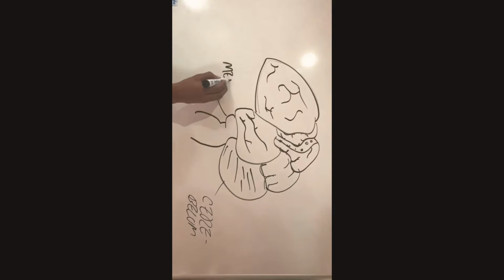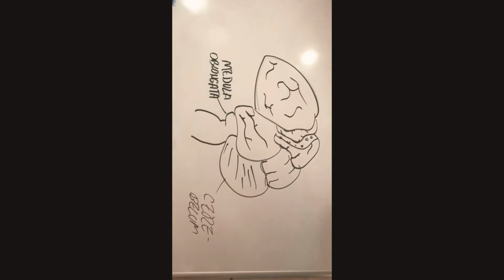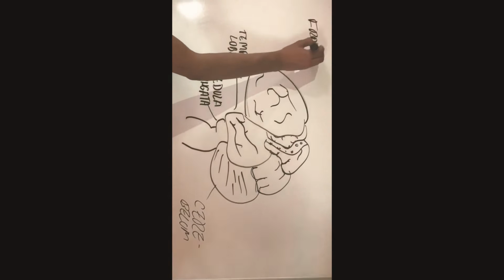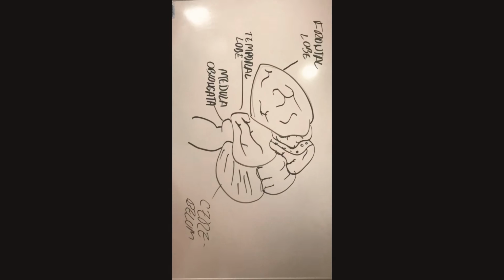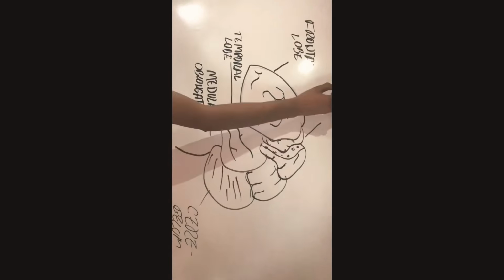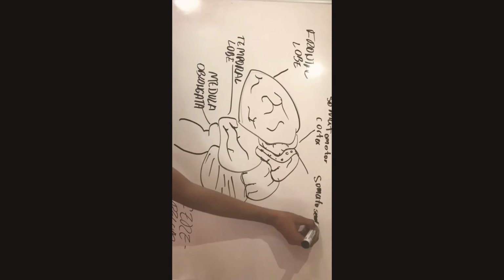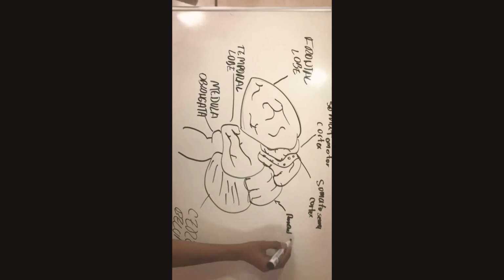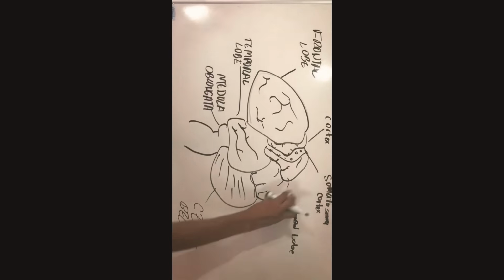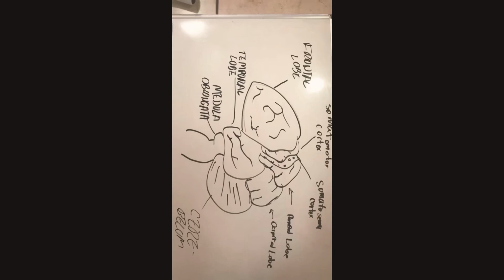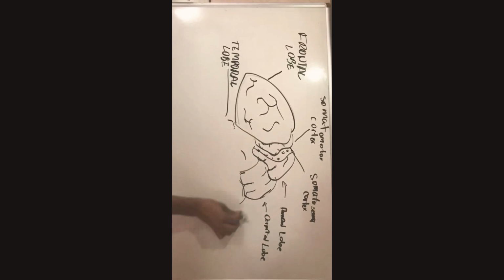the cerebellum, the medulla oblongata, the temporal lobe, the frontal lobe, somatomotor cortex, somatosensory cortex, parietal lobe, occipital lobe, and the spinal cord.